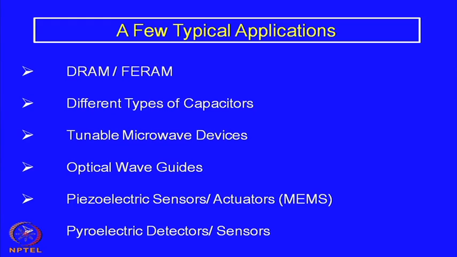So, control circuits and so on. Non-volatile memory is another application. Basically, it is a capacitor. Charging and discharging of a capacitor corresponds to 0 and 1 state, so it gives you the binary code. By charging and discharging you get these two codes.